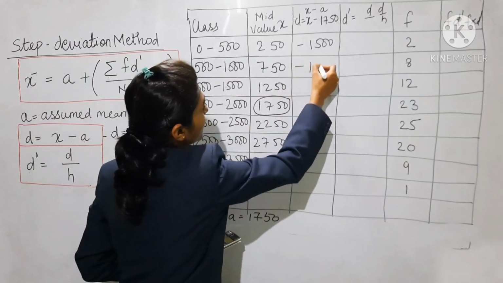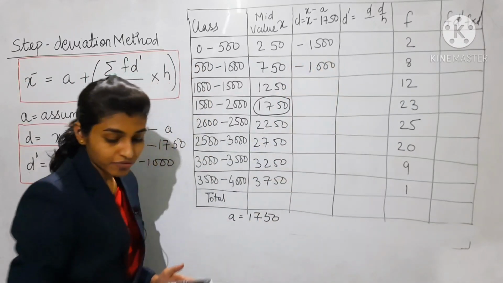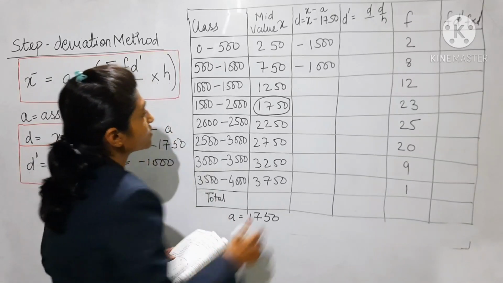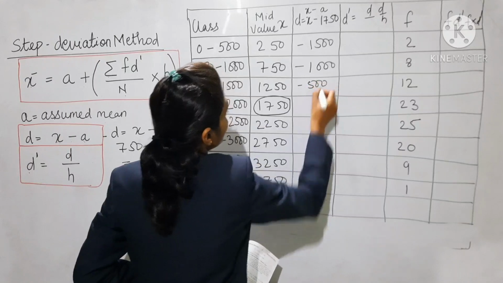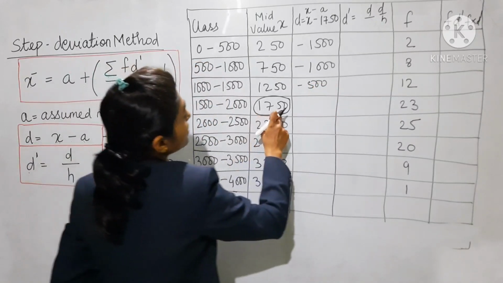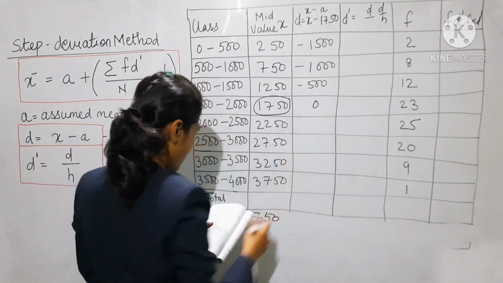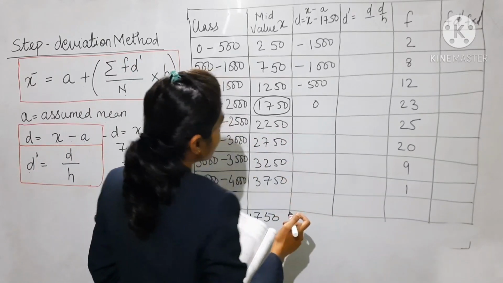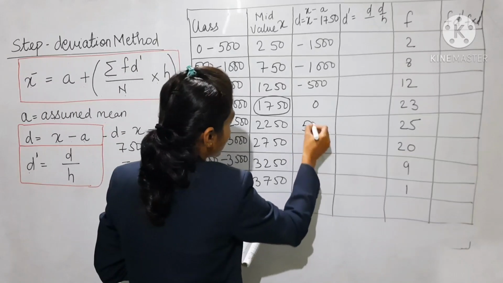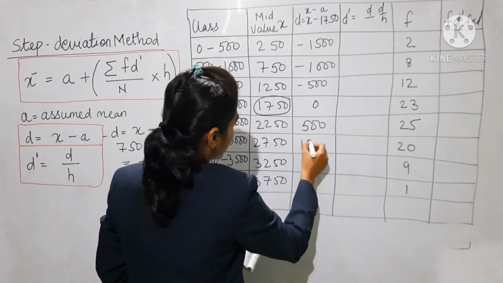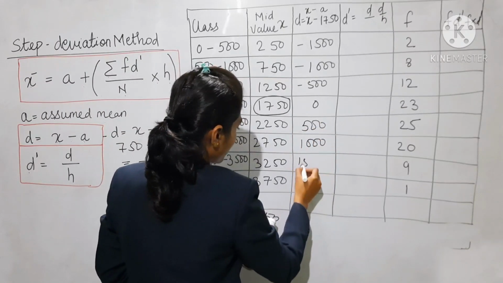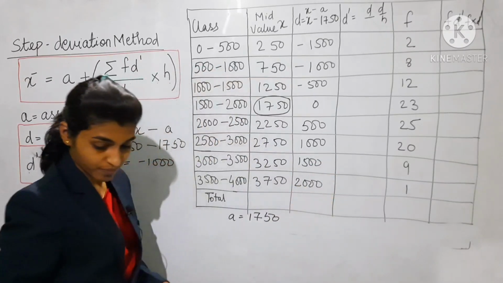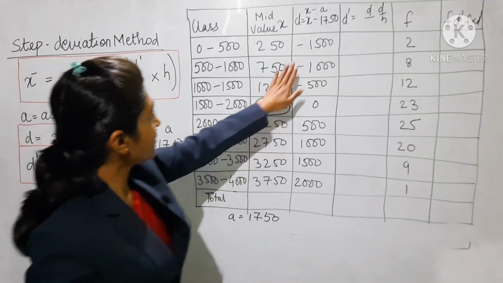Minus 1000. So write minus 1000 and find the remaining class D: minus 500, then 1750 minus 1750, 0. Then 2250 minus 1750, I get 500, then 1000, 1500 and 2000. Okay, so I have got D also.